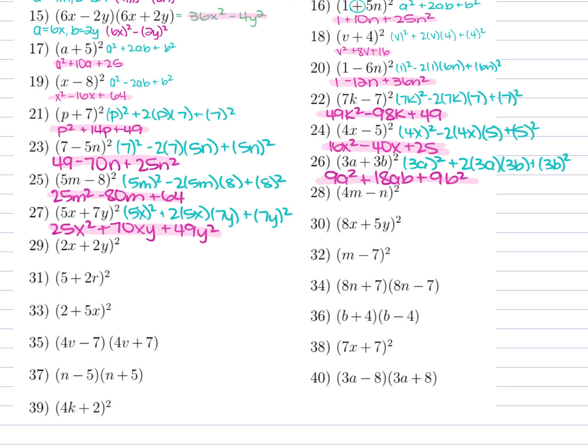For 28, we have 4m minus n squared. So it's going to be 4m squared minus 2 times 4m times n plus n squared. This gives us 16m squared minus 8mn plus n squared.